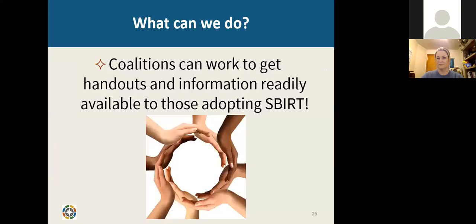So what can you do? For this step, I think coalitions can really work to get handouts and information readily available. We can help to have some of these printed. I'm using those as an example. There are many out there that are very good. Sometimes regions will also develop their own, which can be an important project for a coalition or other groups working towards assisting SBIRT adoption. And so being able to print these out, having them available, also sharing them digitally.